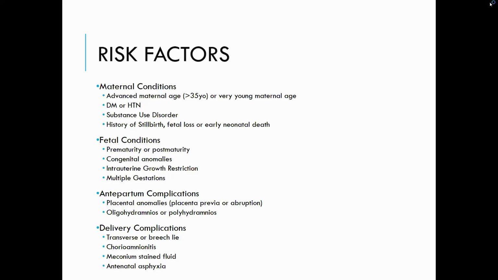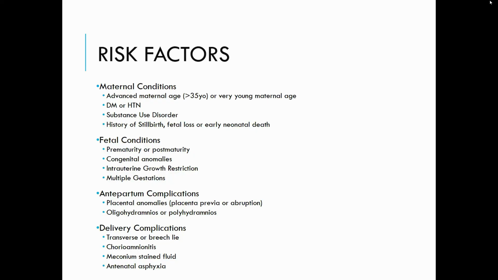So some of the risk factors to think about and ask about are maternal conditions such as advanced maternal age, diabetes, or hypertension. Ask about any substance use, and if there's a history of stillbirth, fetal loss, or early neonatal death. Some of the fetal conditions to think about is prematurity. Is this baby being born at the appropriate time, or is this baby premature or postmature, which is usually after 41 weeks? Is there any history of intrauterine growth restriction?